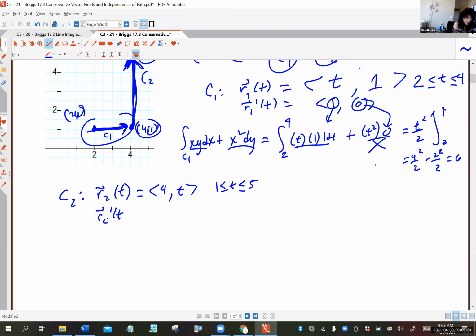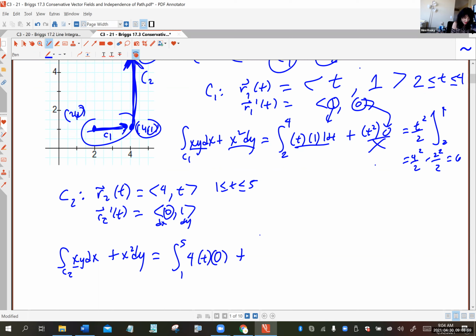And you always need to get the derivative of your vector valued function anytime you're doing a line integral to get your dx and your dy. So then this line integral over the curve C2, xy dx plus x squared dy, becomes the line integral with limits 1 and 5, and you'll replace x with 4, you'll replace y with t, dx is 0, nice, plus x squared, that's 4 squared, dy is 1 dt. So you're really only integrating 16, but that's going to be 16t between the limits of 1 and 5.